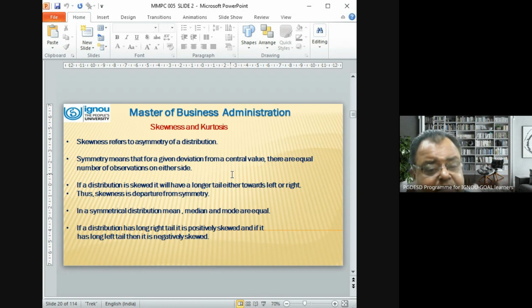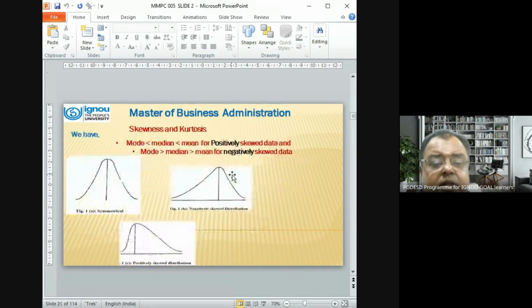If a distribution has a long right tail, it is positively skewed, and if it has a long left tail, then it is negatively skewed. Now see, this is a relation between mean, mode, and median. If all the three values are equal, it will be symmetrical. And now this is a bell-shaped graph.